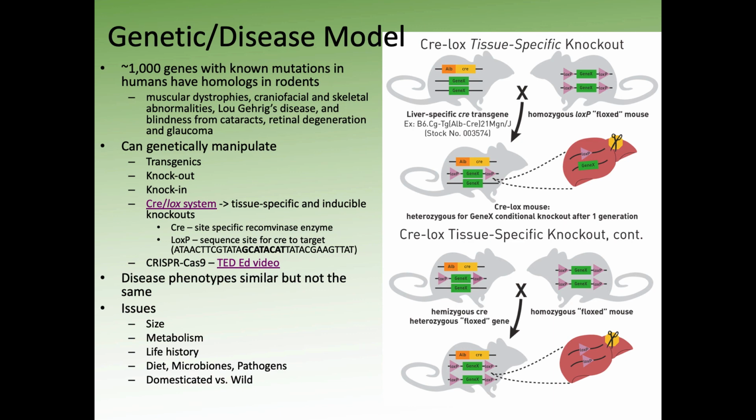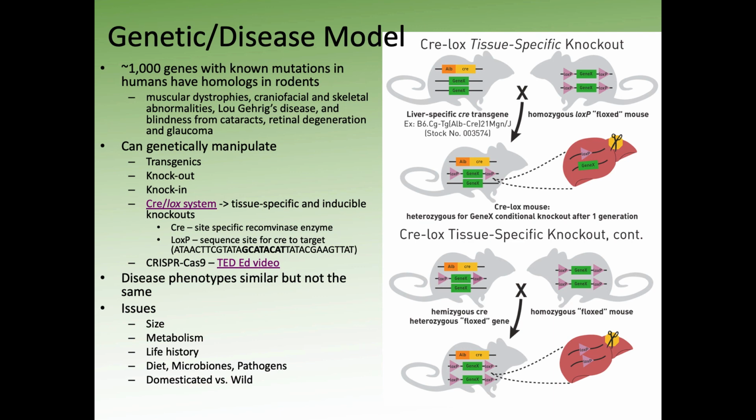So there are lots of diseases that may be similar but are not exactly the same. For instance, a lot of mouse cancers don't look anything like human cancers. So maybe not the best system always to study human cancers. But still a really powerful, really useful system, one that gives us incredible insight into humans.